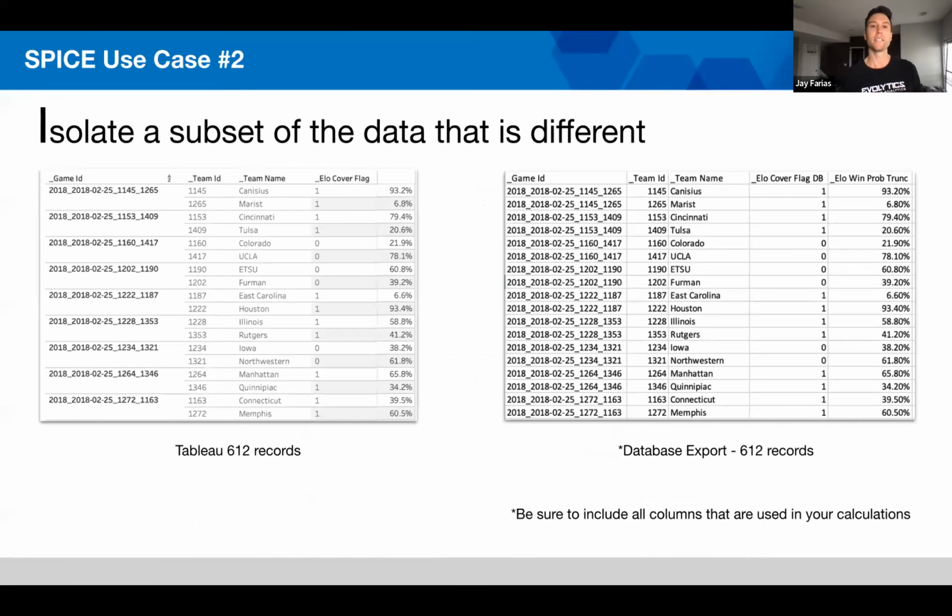The next step is to isolate the subset of the data that's different. So I have my 612 records from Tableau, and then my 612 records from my database export. And when you're doing these queries, make sure that you include all columns that are used in your calculations, because you never know what field you're going to need to look at. This one's pretty simple. We only have a few columns, but in the real world, you'd want to do that.